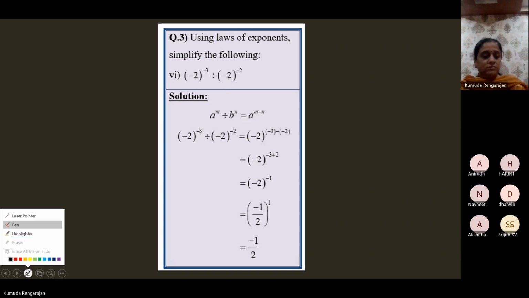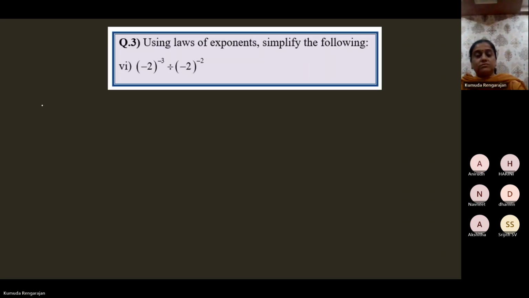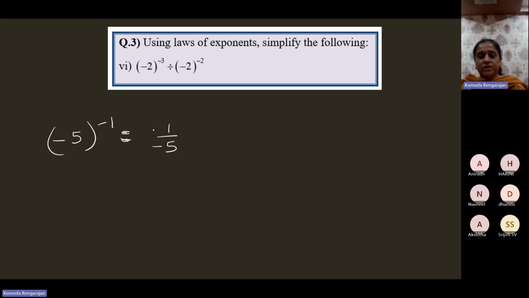Finished? Yes, Srijit? How will you write this with a positive power? 1 by 5 to the power... 1 by -5 power? Power 1. Very good. So that's nothing but -1 by 5. Correct? Very good.